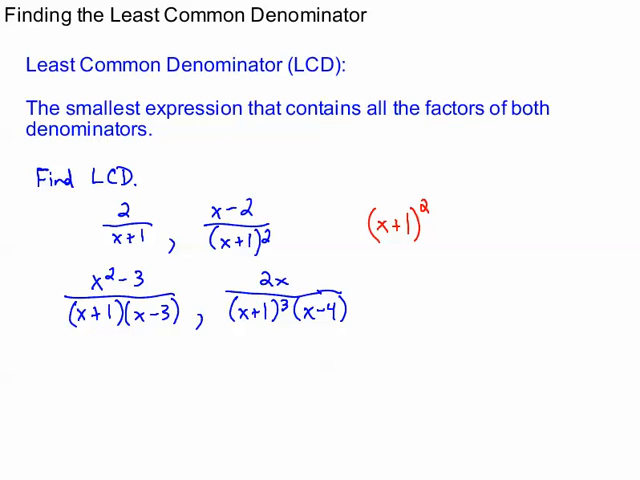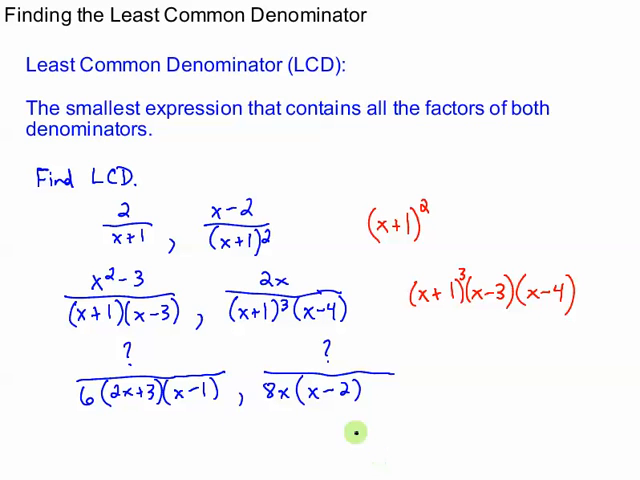The LCD in this case is a little more complex. It's got to contain both of the factors here, so let's start by writing those, x plus 1 times x minus 3. And then we have to contain all the factors here. Well, we already have the x plus 1, but our x plus 1 is to the first power, and we need x plus 1 cubed. So I'm simply going to make this x plus 1 cubed, because that still contains the x plus 1, but now it also contains the x plus 1 cubed. And then the x minus 3 contains this x minus 3, and now we also have to contain x minus 4, which we don't have, so I'll just attach that on to the end. So that is the least common denominator in this case.